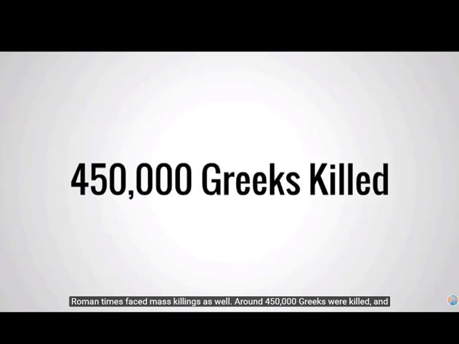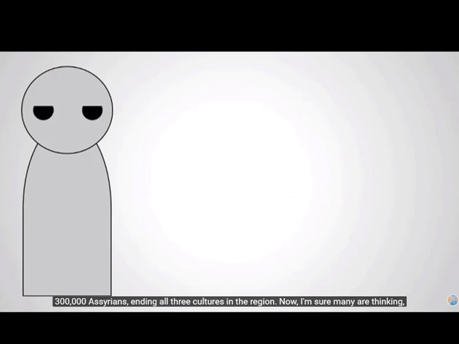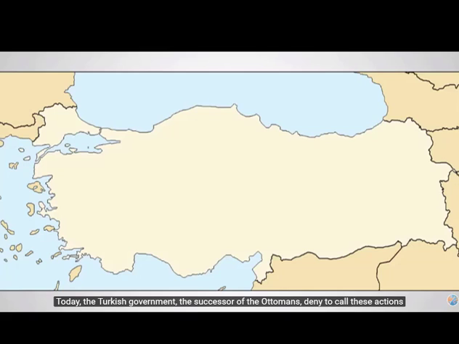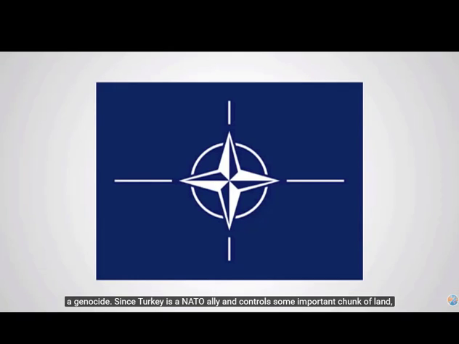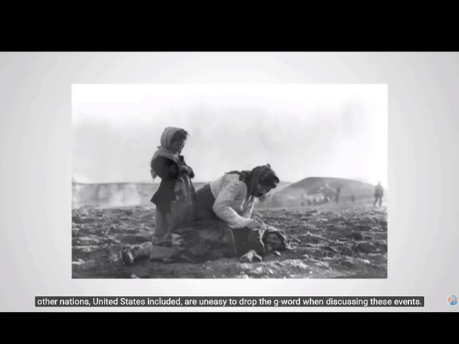Around 450,000 Greeks were killed and 300,000 Assyrians, ending all three cultures in the region. Now, I'm sure many are thinking, this was 100 years ago. Why is it so significant? Today, the Turkish government, the successor of the Ottomans, deny to call these actions a genocide. Since Turkey is a NATO ally and controls some important chunk of land, other nations, United States included, are uneasy to drop the G word when discussing these events.